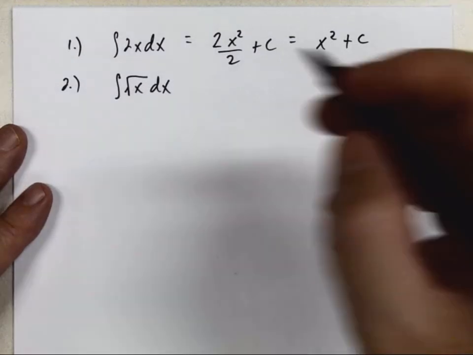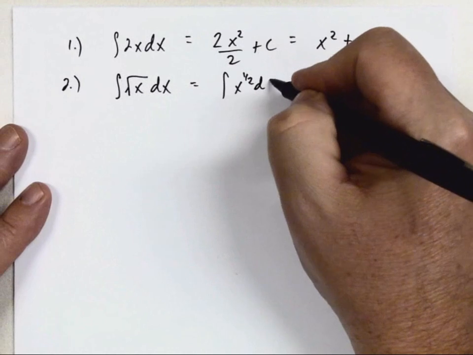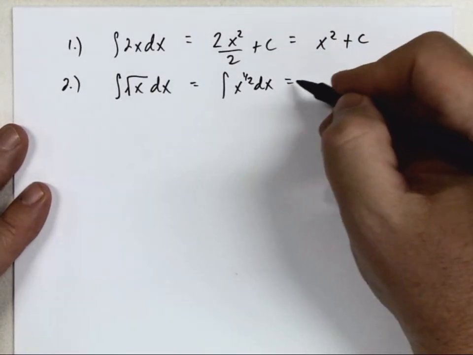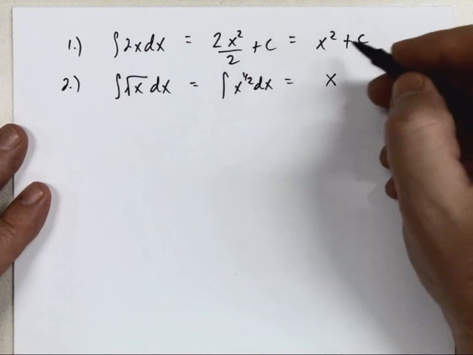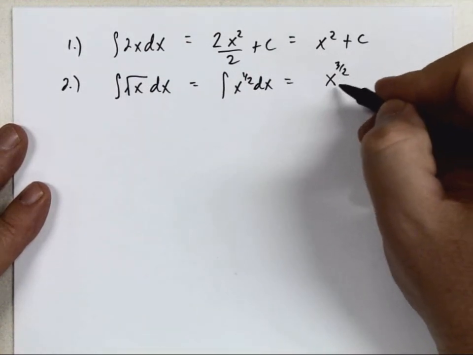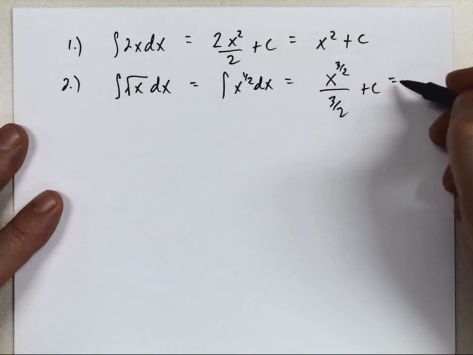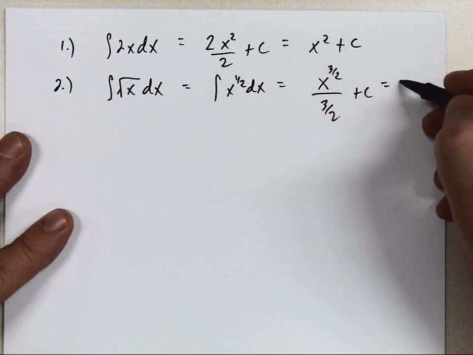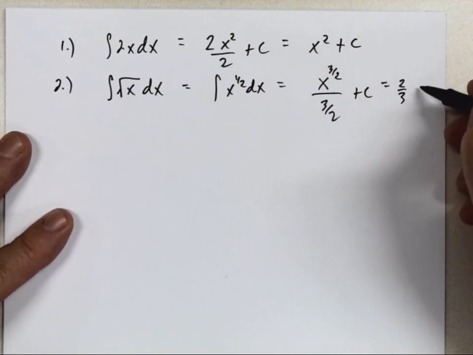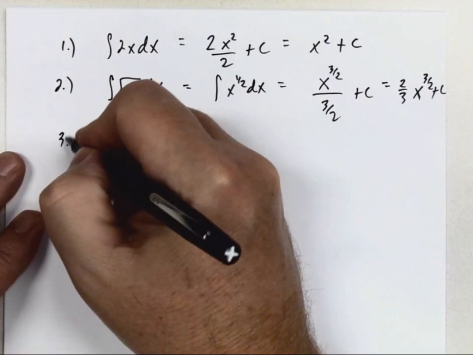Integral of square root of x dx. Change that to a rational exponent. Once again, apply the power rule. You add 1 to your exponent, it becomes 3 halves. Then the exponent goes on the bottom. To simplify this complex fraction, move it to the top and flip it. All right, we've done that before.